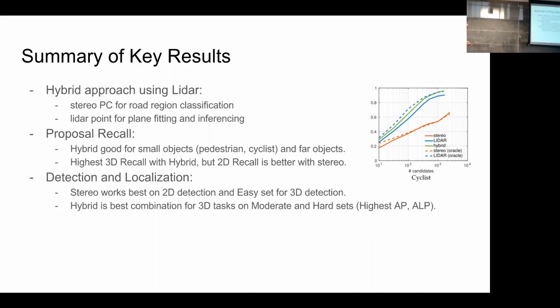In terms of detection and localization, stereo works best on 2D detection and the easy set for 3D detection. But the hybrid approach is the best combination for 3D tasks on moderate and hard. We want to focus on moderate and hard cases because that's where most of the improvement for the current generation of algorithms needs to be, since the easy set is already saturated, with techniques capping around 90%. So the hybrid combination gives you the highest average precision and also the localization precision.